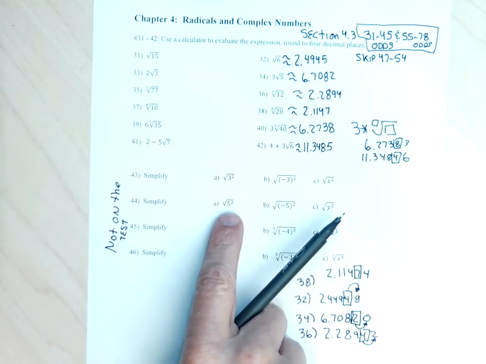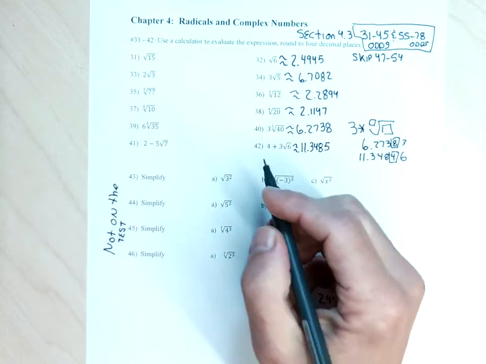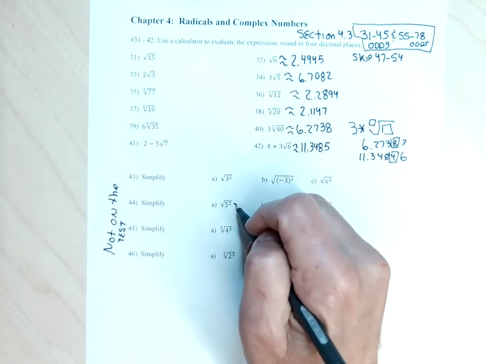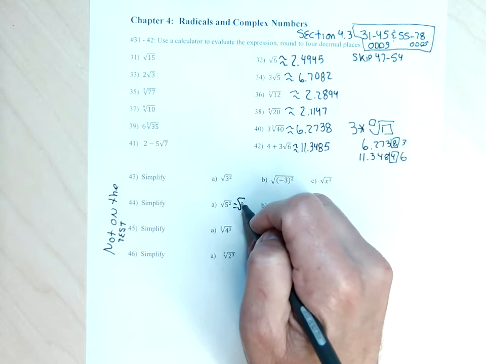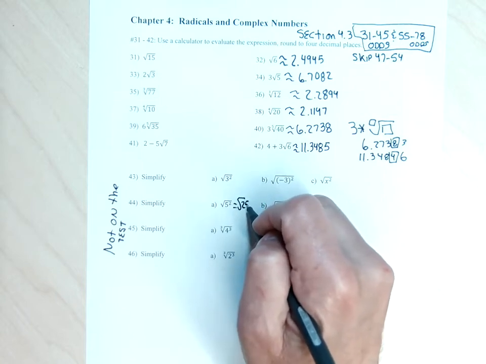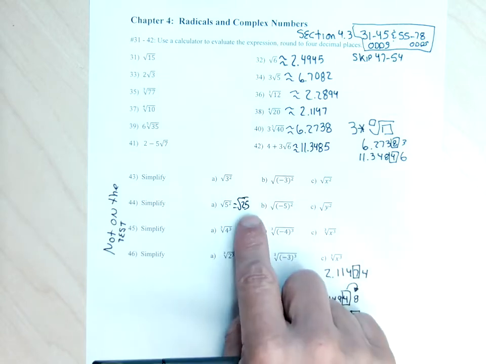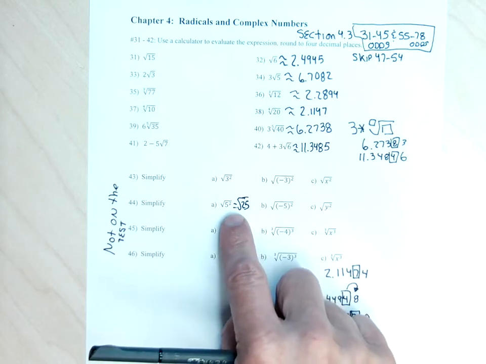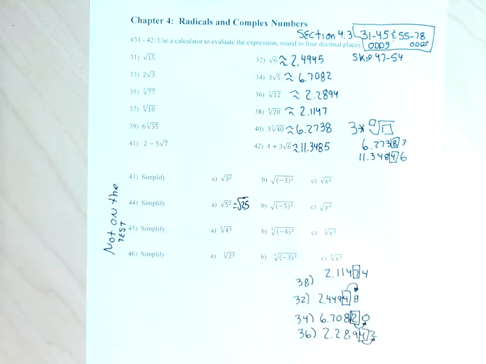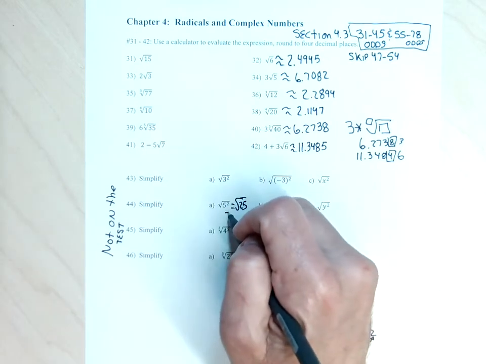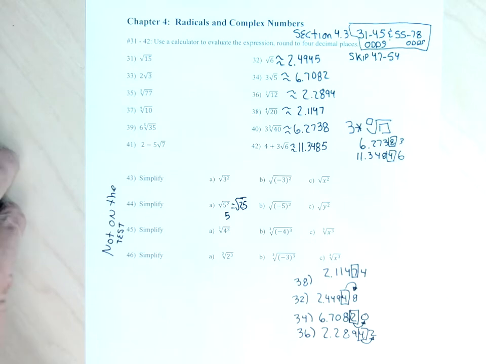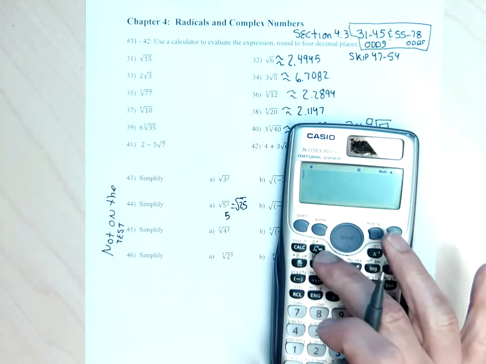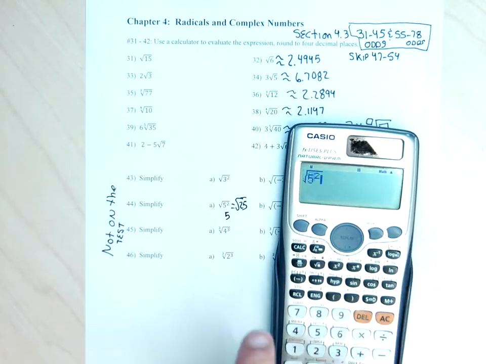For 44A, it wants me to do the square root of 5 squared. Well, I know that 5 squared is 25, so this is really just asking me to do the square root of 25. And the square root is always asking me what positive number squared equals the radicand. For 44A, what positive number squared is 25? That's going to be 5. I could have just done this whole thing on my calculator, entering the problem exactly like it looks, and my calculator says that's just 5.